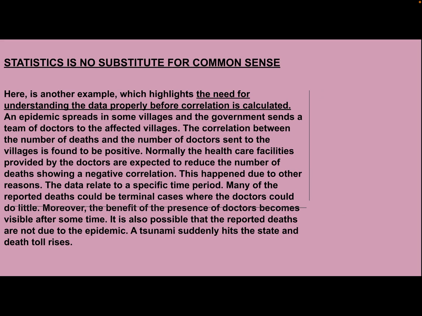A simple last topic which says that statistics is no substitute for common sense. Students, you can read the example on this slide. The summary is that even if you get a value showing correlation between two variables, it should be interpreted as that there could be a direct cause and effect relation, or there could not be a direct relation, but the relation could be because of any other two reasons.